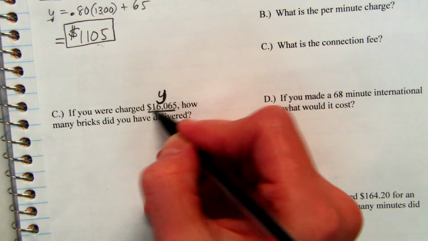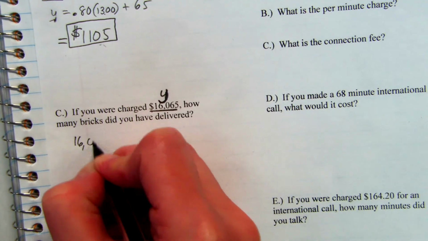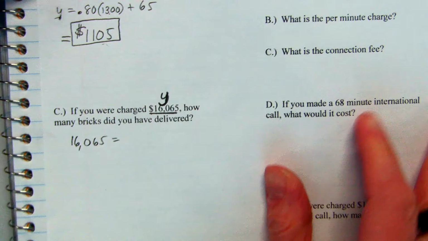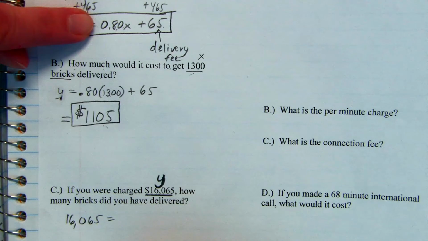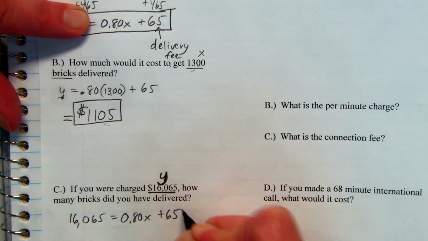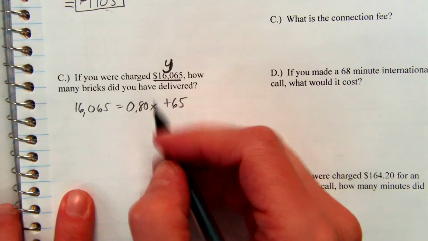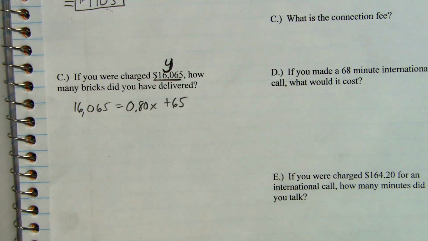And so since this is dollars, I know that that's y. So I'm going to have 16,065. And then if I go back to my equation right here, I'll have 0.80x plus 65. And this is just an equation we can solve for x, which is the bricks. So, how do we solve this?